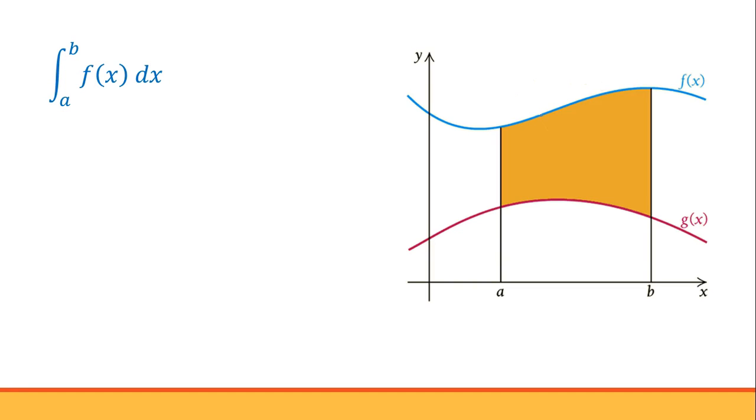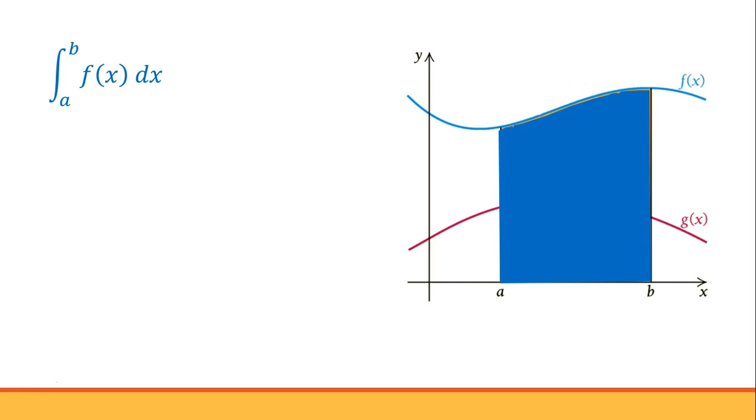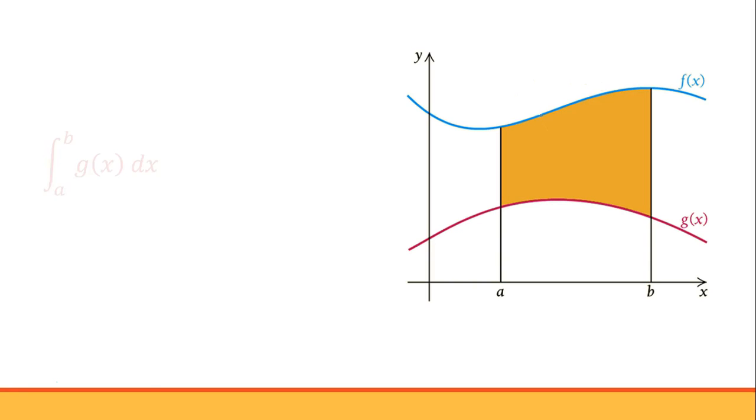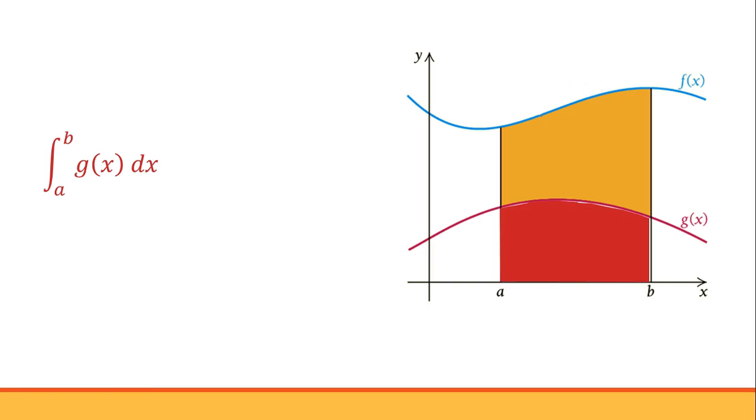If we integrated f of x from a to b, we'd be looking for this area. That's the area below the function f of x down to the x-axis. And that's way more area than we're looking for. And if we integrated g of x from a to b, we'd get this area, which isn't really the area we're looking for. It's below the area we're looking for.